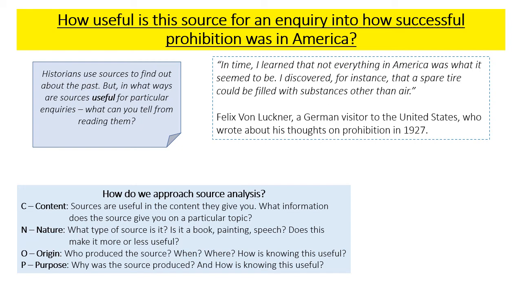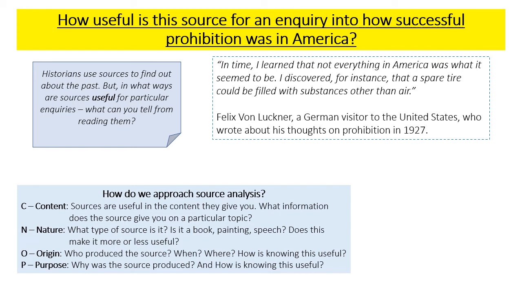Then we look at the nature of this source. So what type of source is it? So this is in a book that Felix von Luckner published. Does this make it more or less useful? Well, to me, it suggests that the watching world are finding it quite interesting with America going through prohibition if a German visitor is going to the length of writing about it. But thinking of the nature of that, is that really useful for telling us about how successful prohibition was? Perhaps not as much as the content.